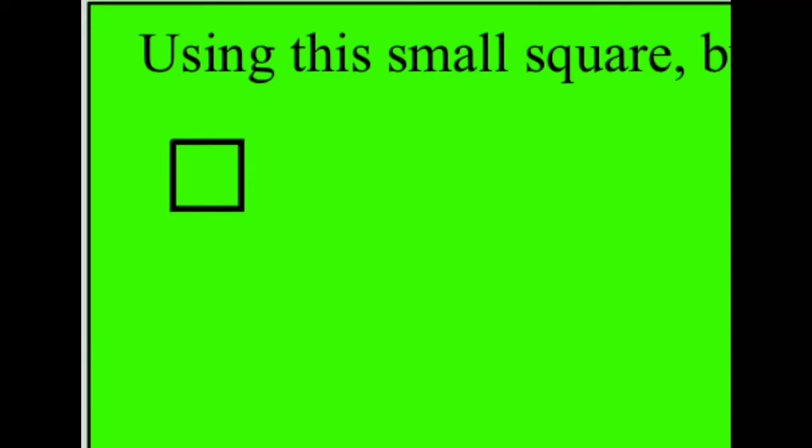It's a square that has an area of 1 because it takes one little square to make it, and its side lengths are both 1. And so we would call this a 1 by 1 square.